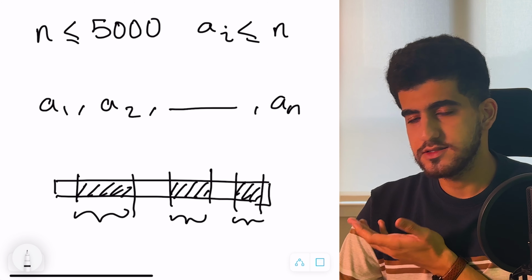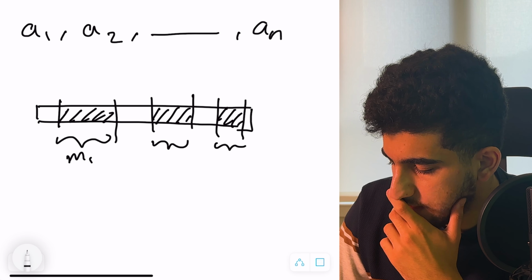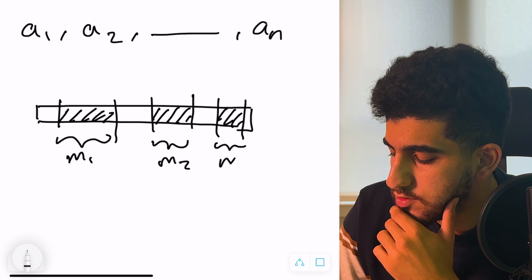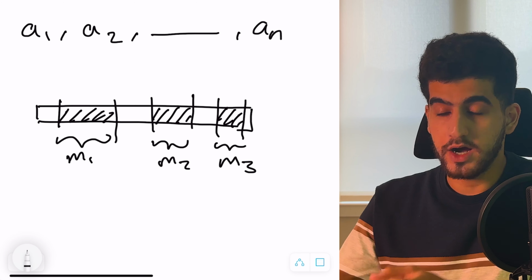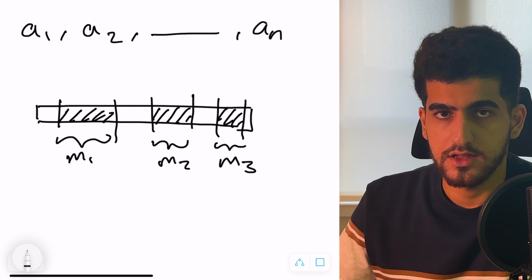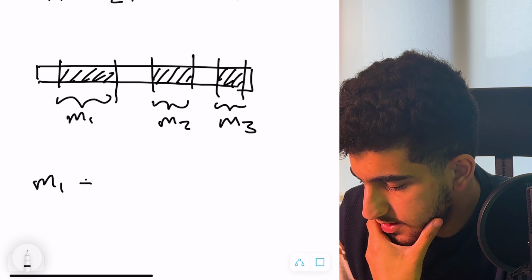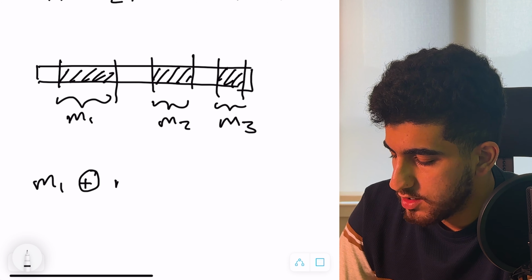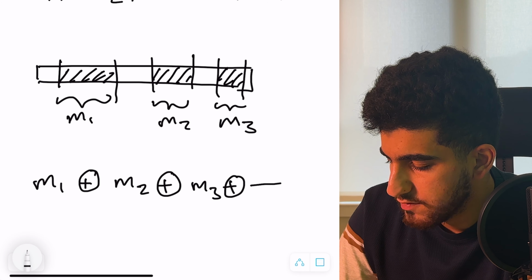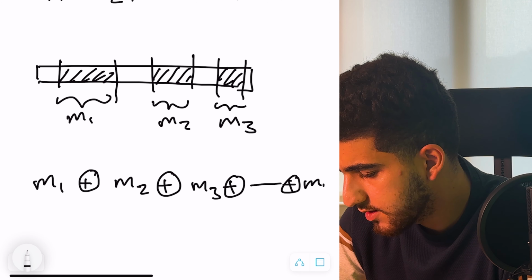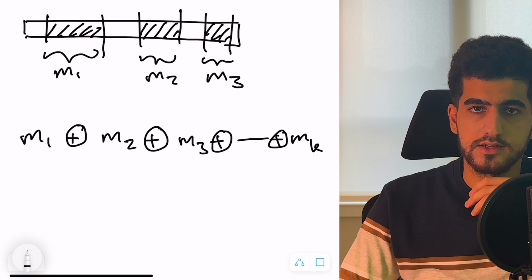such that at the end, you calculate the MEX of each of these sub-arrays, for example, M1, M2, and M3. And as I said, some elements can be in none of the sub-arrays, but the sub-arrays should not overlap with each other. At the end, you want to maximize the value of M1 bitwise XOR M2, M3, and so on, if there are K of them, to MK. So you want to, at the end, maximize the bitwise XOR of all these values.